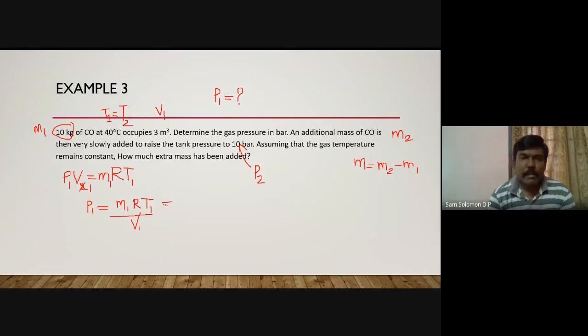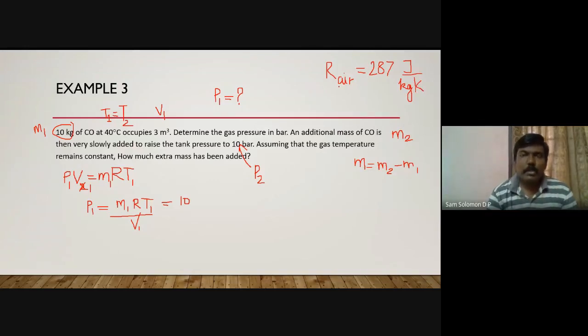You can substitute the values. Mass is 10 kilograms. What about R? What is the value of R? You may be tempted to write it as 287. 287 is the value of R for air, which you can keep in your memory. But the constituent given to us in the problem is not air, so that value 287 cannot be used here, and the unit is always joule per kilogram Kelvin. Whenever you write the value of the constants, learn to write it along with the units.